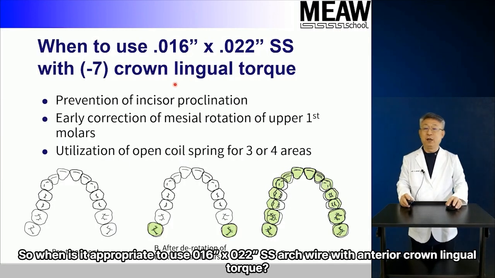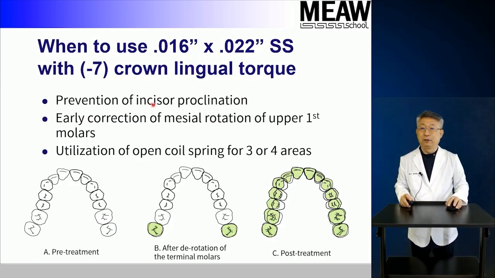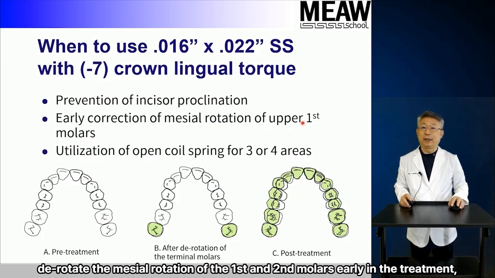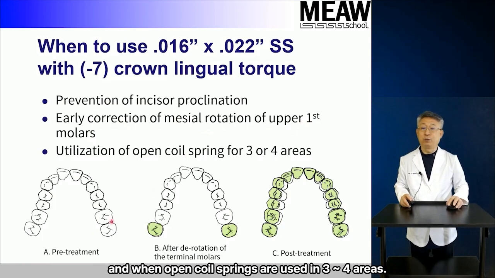So when is it appropriate to use the 016 x 022 SS arch wire with anterior crown lingual torque? It should be used in order to prevent proclination of the upper and lower incisors, to derotate the mesial rotation of the first and second molars early in the treatment, and when open coil springs are used in the 3-4 areas.